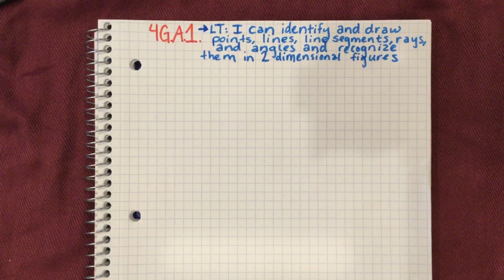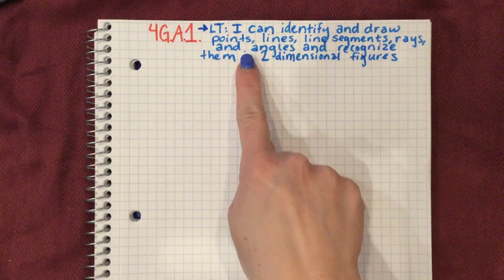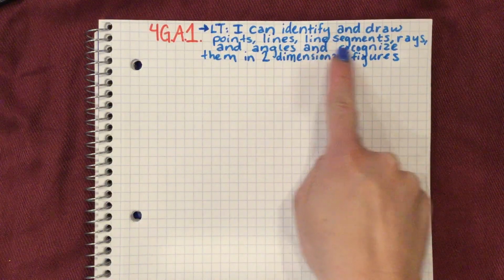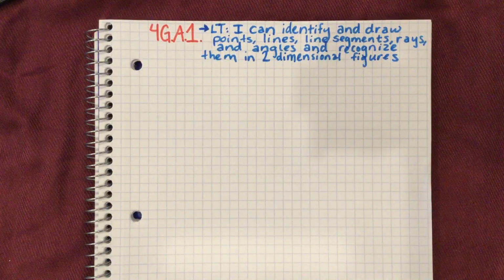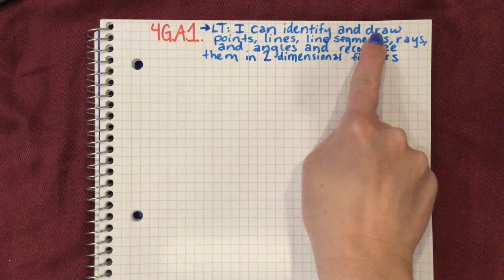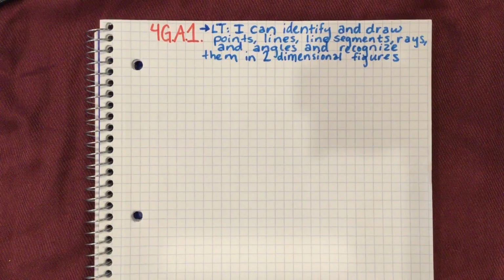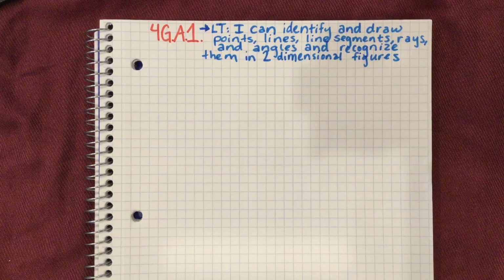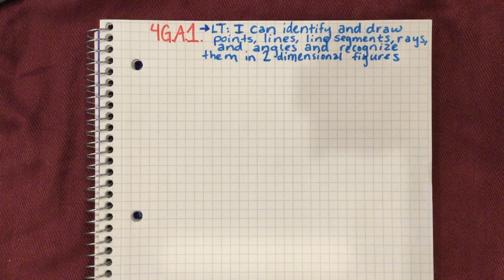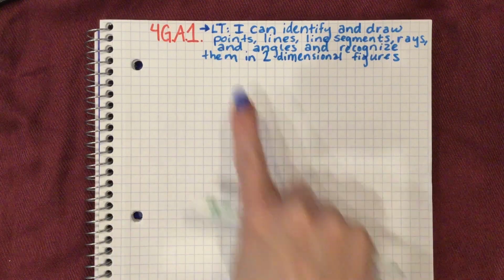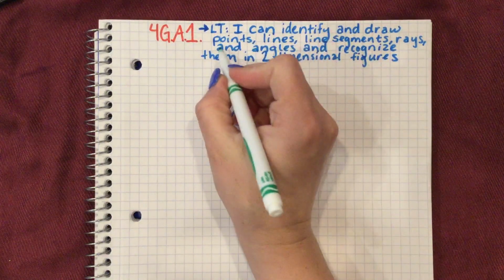So what we're going to do in today's lesson is we're just going to go over what each one of these geometrical terms means. And what we're going to do is we're going to identify and draw them. So if you want to grab a sheet of paper or a journal or something where you can write all of this stuff down, it's going to help you a great deal in this week's math lesson. So we're going to start with our first one. We're going to identify and draw a point.